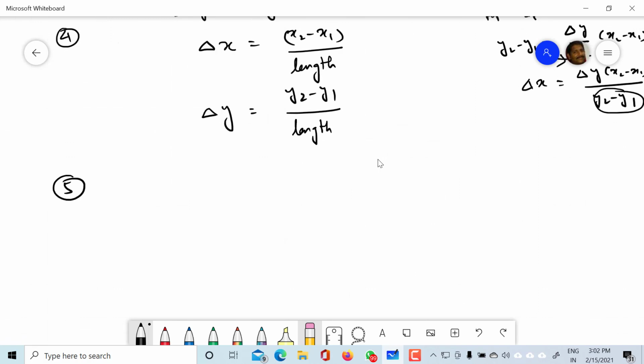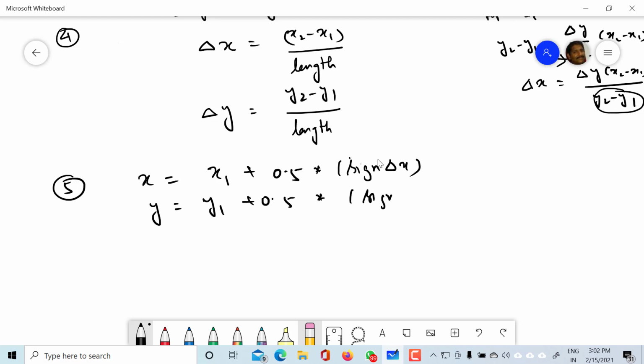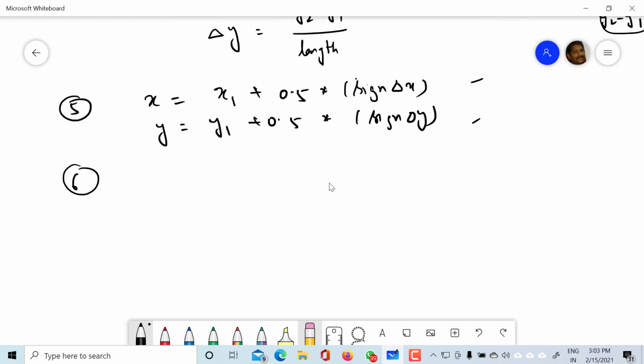After applying the equation of line, in the next part you will calculate the value of x and y. So what will be the value of x? x will be the previous x plus 0.5 times sign of delta x. And y will be y1 plus 0.5 times sign of delta y. Okay, the last step is actually for i equal to 1. That means you are making a loop.